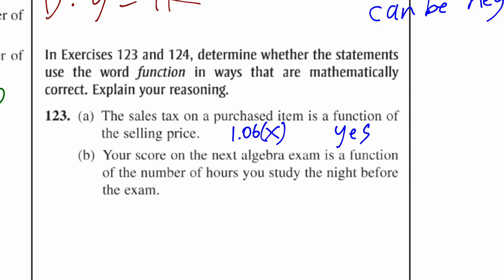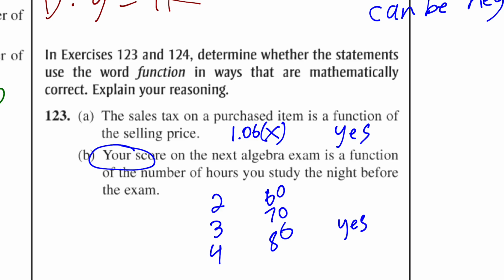I'd say probably not, but let's go through it. So you study for 2 hours or 3 hours or 4 hours and you score, let's say, a 60 or a 70 or an 80%. There might be a pattern there, and will you ever study the same amount and get different scores? Since it says your score, I guess I would say yes, this is a function.